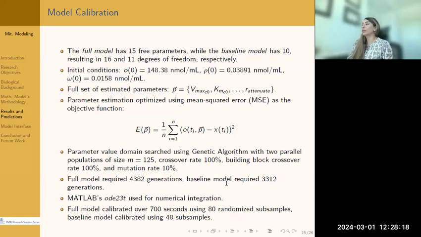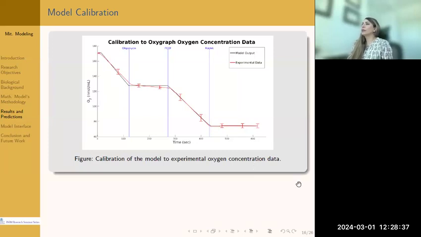So this comprehensive calibration procedure ensures that the mathematical model accurately represents experimental observations, enhancing its reliability and predictive capability in simulating the experimental data. So here we compare experimental oxygen data represented by the red line with simulated data from the model depicted by the black line. This visual comparison allows for assessment of the model's accuracy in replicating experimental observations. The mean squared error is used as a metric to quantify the discrepancy between simulated and measured oxygen concentration. In this case, the calculated MSE, denoted as EP, is 1.6, indicating the average squared difference between simulated and experimental data in this figure.